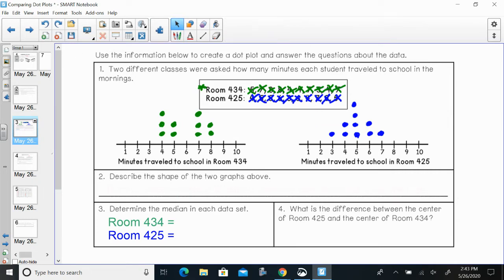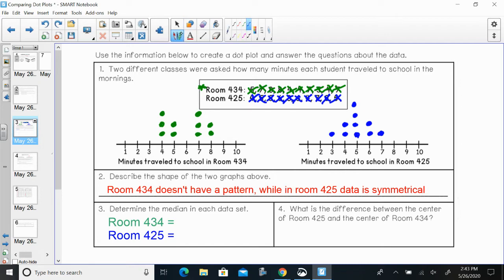Okay, so my graphs I can tell are two very different shapes. Describe the shapes. Well, it looks like the dot plot of room 434 doesn't really have a pattern, while in room 425, the data is symmetrical. So now we're going to go through and determine the median in each data set.